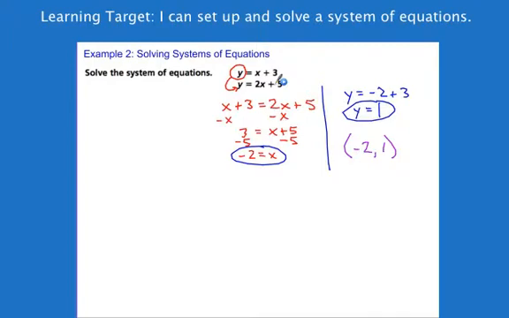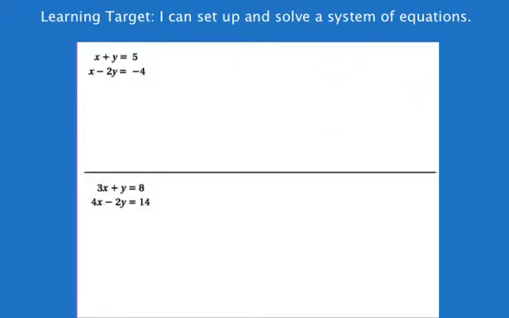It wouldn't make much sense to isolate the y in the second equation, the x minus 2y equals negative 4, because then I'd have to divide by 2. I'd end up with fractions. Whenever you're deciding which variable to isolate, always pick the one that's going to take you the least amount of work, obviously.